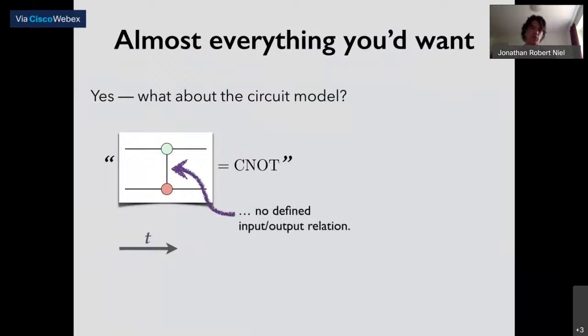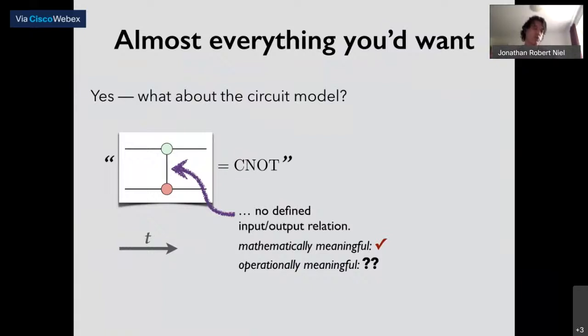Now, this is not a problem, but I'm just going to point out a particular thing about this, is that there's no defined input-output relation along this wire. Mathematically speaking, this is perfectly reasonable. Again, these are just tensor nodes. Operationally, however, we've lost the meaning of the individual nodes as operations that we perform on the state. Now it's only the composite, which is a meaningful transformation.